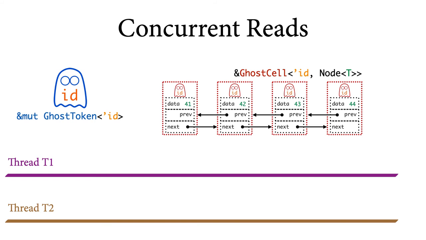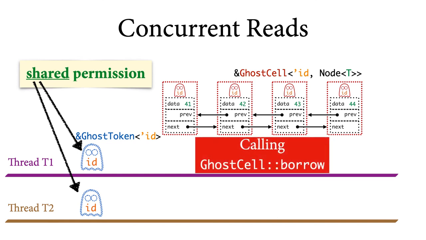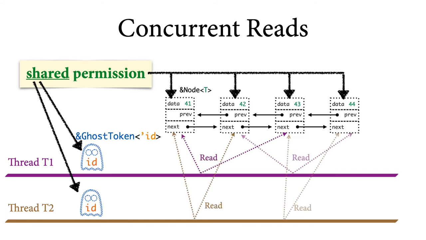In particular, we can first take our mutable reference to the ghost token and reborrow it as a shared reference, which we then freely copy and share between threads T1 and T2. And these threads can then use the borrow method from the GhostCell API, together with these shared references to the ghost token, to obtain shared references to all the nodes in the list. And using those shared references, the two threads can then perform unsynchronized reads of all the nodes in the list concurrently.